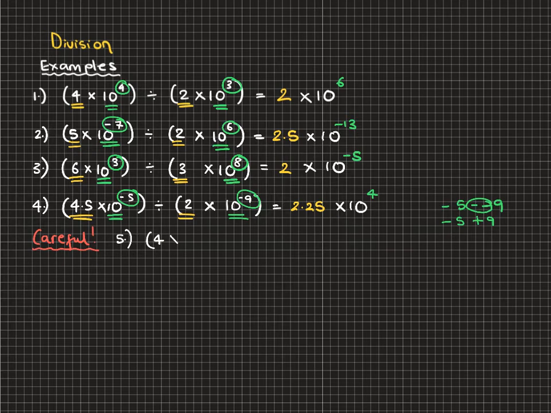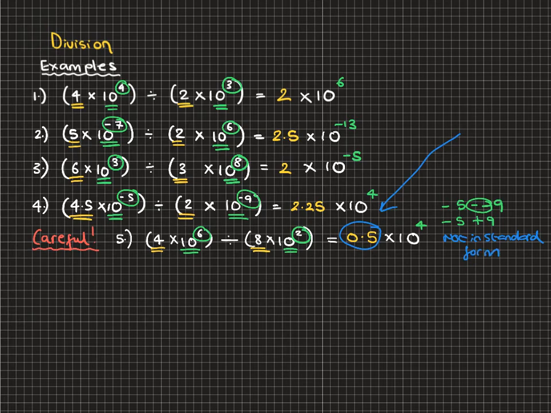I've got 4 times 10 to the power 6 divided by 8 times 10 to the power of 2. So first job is of course to work out 4 divided by 8, which we should know is 0.5. And then this is times 10 to a power. So we've got 10 to the 6 divided by 10 to the 2, which gives me 10 to the power of 4. Now, hopefully you've spotted that the number we've got as an answer is not in standard form as it stands. Why is it not in standard form? Well, the first part should be between 1 and 10. But remember, not 10.